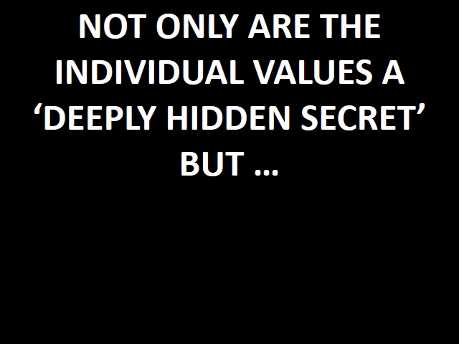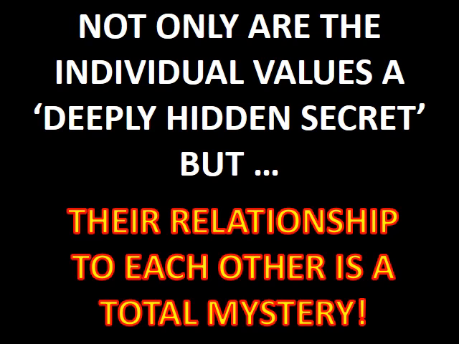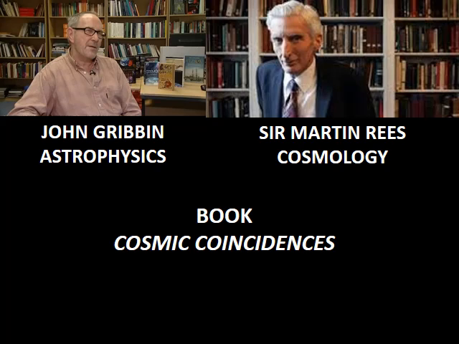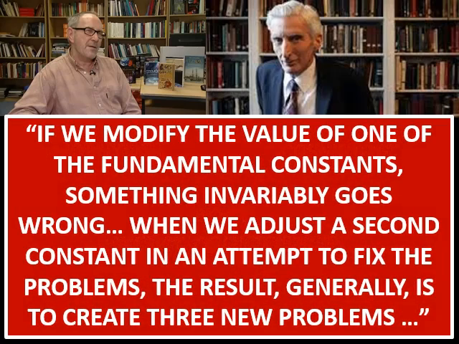Well, not only are the individual values a deeply hidden secret, but their relationship to each other is a complete mystery. These two excellent scientists also at the University of Cambridge, wrote a book called Cosmic Coincidences, in which they write, if we modify the value of one of the fundamental constants, something invariably goes wrong. When we adjust a second constant in an attempt to fix the problems, the result generally is to create 3 new problems.